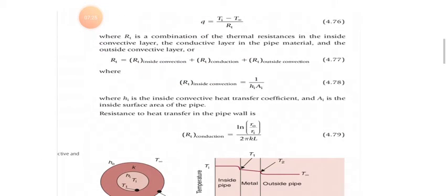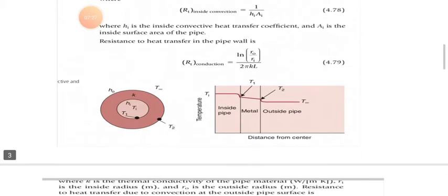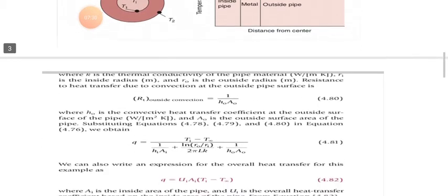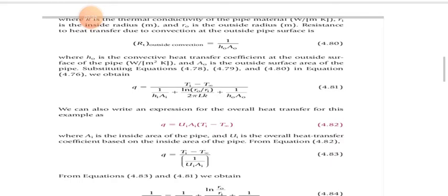Now, resistance to heat transfer due to the convection at the outside pipe surface. I told you about the RT inside convection and RT conduction, then one more convection is occurring, that is the outside convection. So again it depends upon two factors, that is 1 upon H naught A naught. H naught is the heat transfer coefficient, and A naught is the outer area of the pipe.